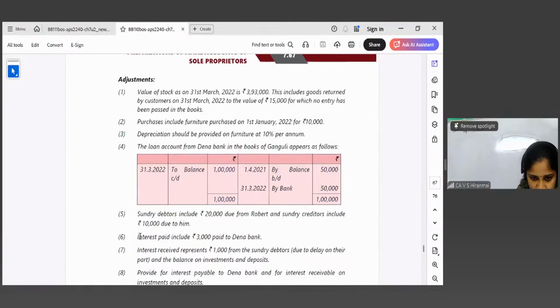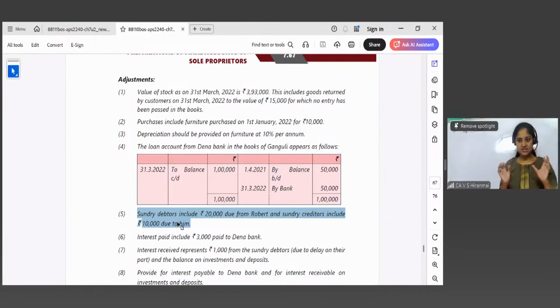But my dear students, already you have something paid to Dena Bank. That means out of 6,000, 3,000 is already paid. So 3,000 is interest outstanding. Very, very important. Is this clear? And then please see, sundry debtors include 20,000 due from Robert. Sundry creditors include 10,000 due to him. Whenever you have the same person both as your debtor and as the creditor, what you should do? Set it off. 20,000 Robert should give us, but we should give Robert 10,000.